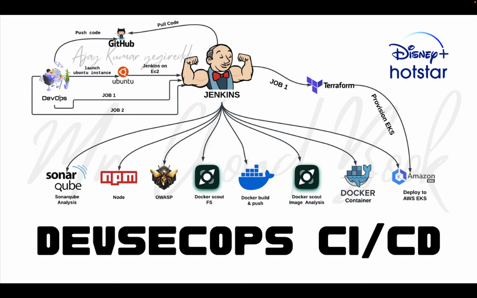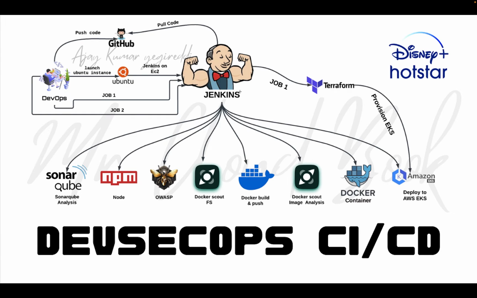Next, for the first job, we are going to provision AWS EKS. It will take a minimum of 10 minutes. That's why I created job one to provision EKS. Meanwhile, I will explain the second job, how to integrate all the tools, so we can see the Hotstar application at the end of the video, when the CI/CD pipeline completes.